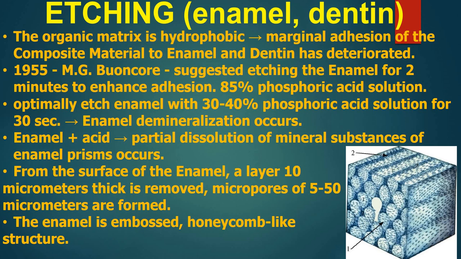Enamel demineralization occurs. Enamel plus acid: partial dissolution of the mineral substance of the enamel prisms occurs. From the surface of the enamel, a layer 10 micrometers thick is removed. Micropores of 5 to 15 micrometers are formed. The enamel is embossed, with a honeycomb-like structure.